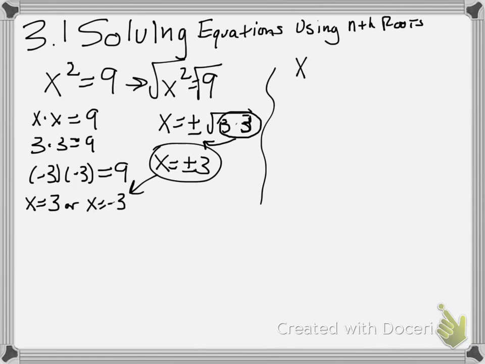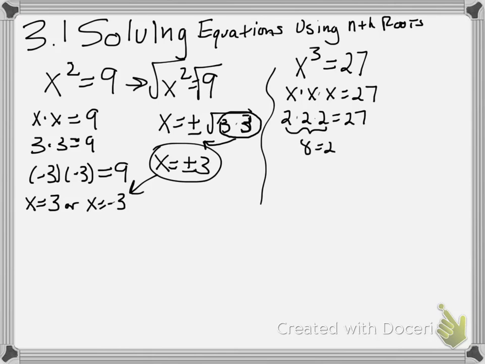Now I'm going to expand upon that a little bit and stretch you a little bit with the following example. Let's say I have some number cubed equals 27. So that means some number x times x times x is 27. Now you can try guessing and checking. You can start with 2 times 2 times 2 and see if that equals 27. But 2 times 2 is 4, times another 2 is only 8, not 27. So clearly 2 is not going to work.